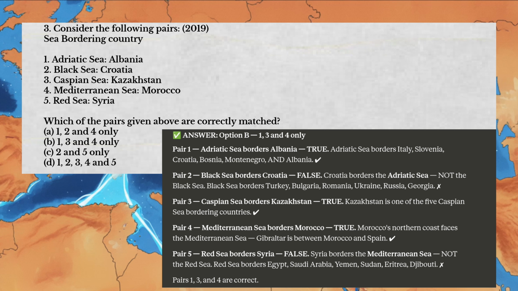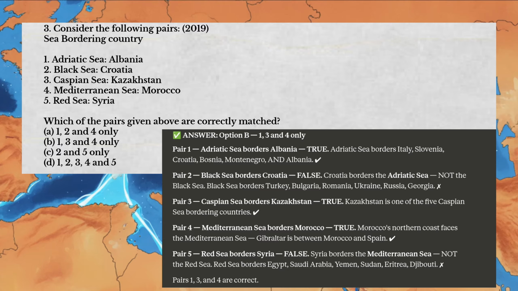Pair 1, Adriatic Sea borders Albania, true. Adriatic Sea borders Italy, Slovenia, Croatia, Bosnia, Montenegro and Albania. Pair 2, Black Sea borders Croatia, false. Croatia borders the Adriatic Sea, not the Black Sea. Black Sea borders Turkey, Bulgaria, Romania, Ukraine, Russia, Georgia. Pair 3, Caspian Sea borders Kazakhstan, true. Kazakhstan is one of the 5 Caspian Sea bordering countries.